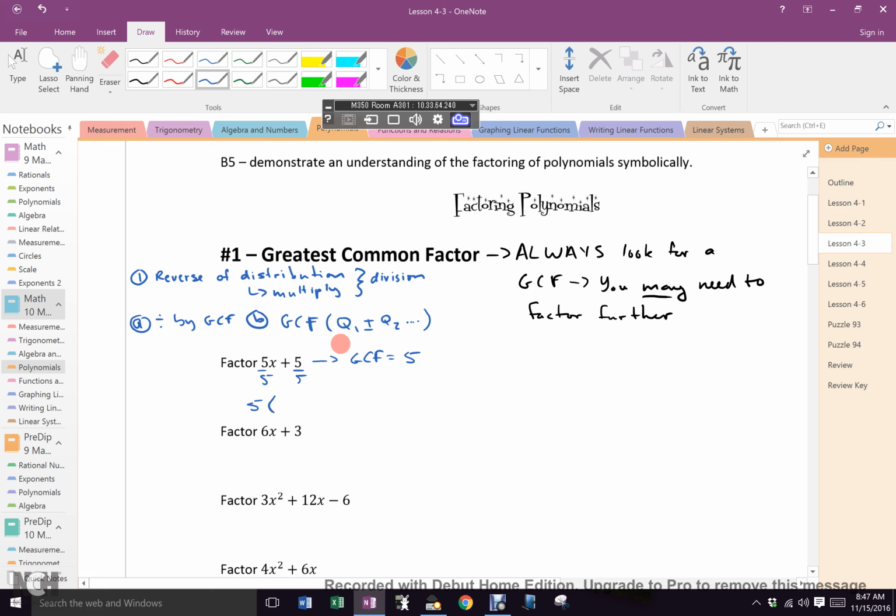GCF outside, quotient 1. What is 5x divided by 5? X, because the 5s cancel. Plus, now here's where kids screw up. For some reason, you have been taught your whole lives to cancel, and you think that makes things disappear. It doesn't. Canceling means it equals 1. Are you all aware of that?